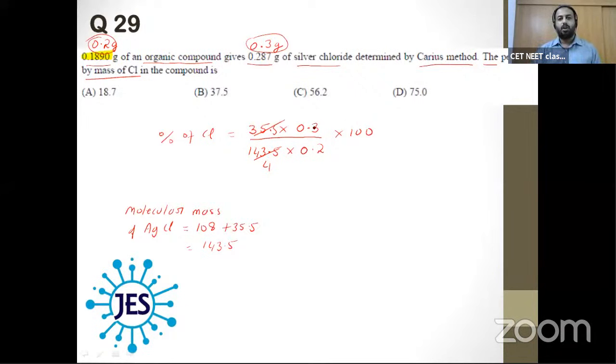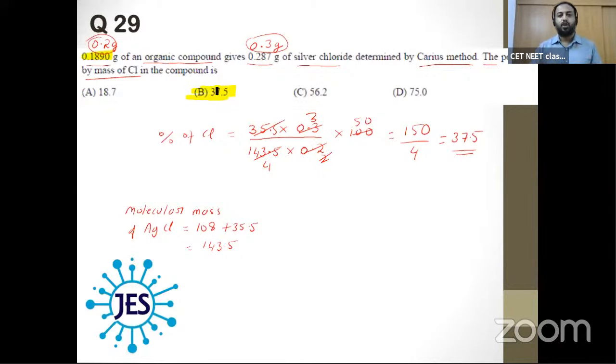Okay, so it is now 0.3 by 0.2, which can also be taken as 3 by 2 into 100. This will be equal to 100 by 2 is 50. 50 into 3 is 150. 150 by 4, easy. Look, 150 by 2 is 75. 75 by 2 is 37.5. See, closest option 37.5. 37.5 is the correct answer. Percentage of chlorine is 37.5.